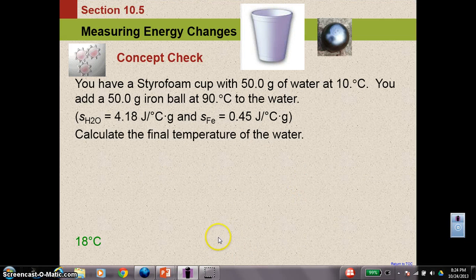This concept check is very similar to the one before it. I don't have time to go through it with you. I'd like for you to try it, and if you have questions and can't come up with the correct answer of 18 degrees Celsius, you need to come see me. The big difference in this one is one side is water and on the other side there's going to be the specific heat of iron used. Let me know if you can't figure this one out.